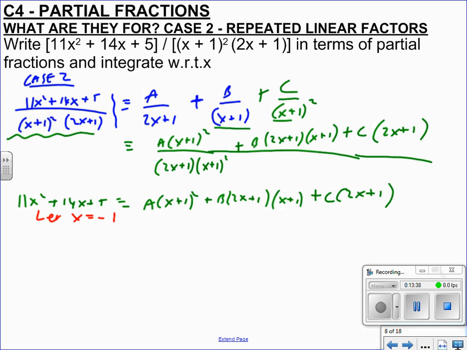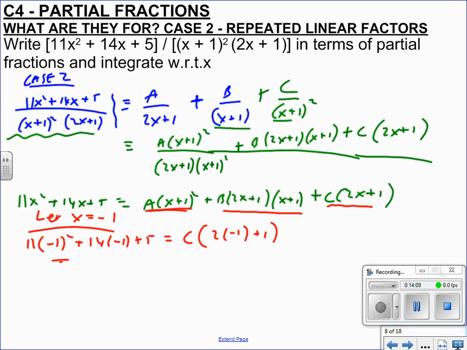So we need to make the bracket disappear, and that way we can find that missing letter. So in order to make this bracket disappear, x needs to be minus 1. X equals minus 1 into there will also make that disappear, and therefore I'll be left with C. So 11 times minus 1 squared plus 14 times minus 1 plus 5 is, the A bit disappears, the B bit disappears, and now the C, two lots of minus 1 plus 1. So it turns out that C is the same as 11 minus 14 plus 5, all divided by minus 1. So C is minus 2.